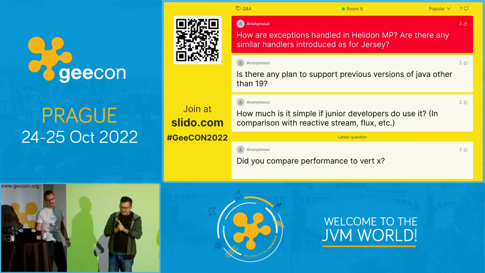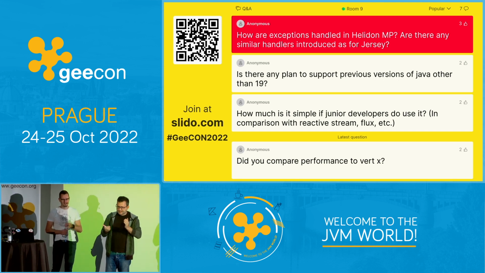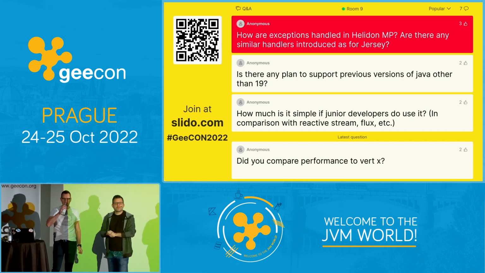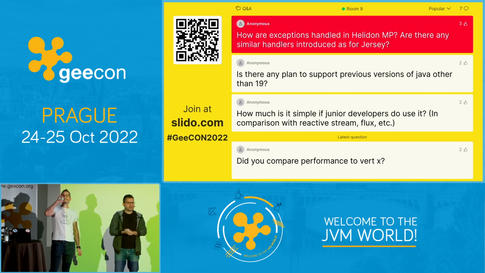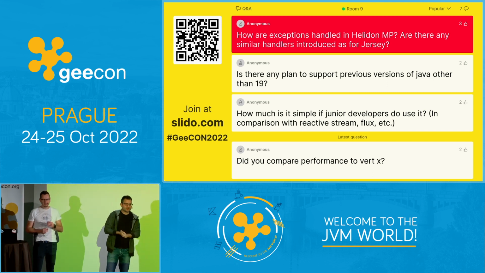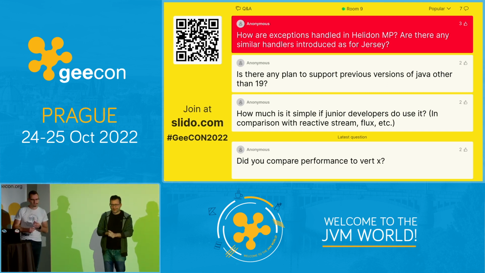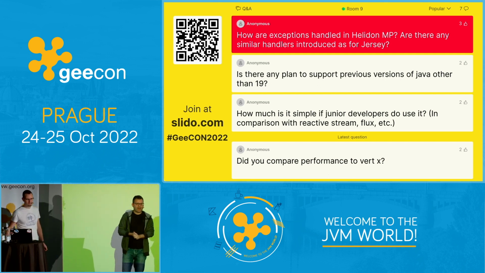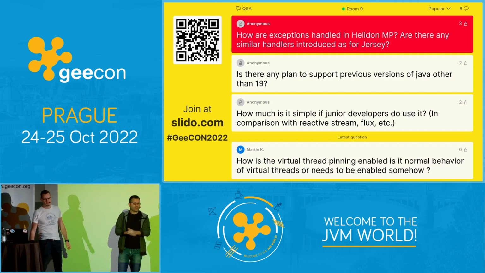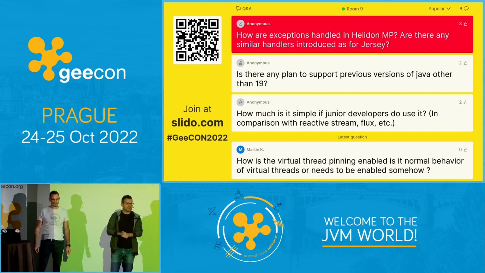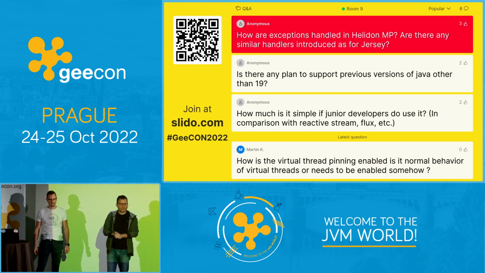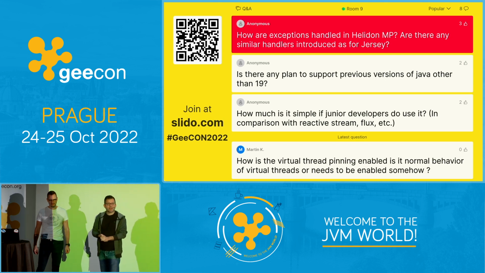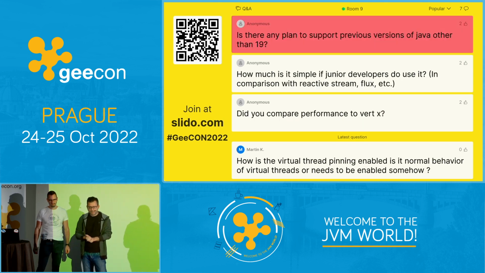How are exception handlers handled? Well, Jersey is used, so you can use exception handlers in Jersey the same way you would use them with Jersey. WebLogic. Or WebLogic, yes. In general, either you handle it in your code, or you register a handler with a provider, and it will be automatically handled for you. So it's the same.